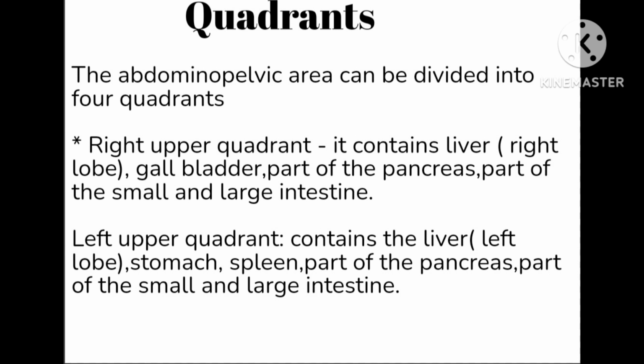It contains liver, right lobe and gallbladder, part of the pancreas, part of the small and large intestine. Next one is the left upper quadrant, LUQ. It contains the liver, left lobe, stomach, spleen, part of the pancreas, part of the small and large intestine.